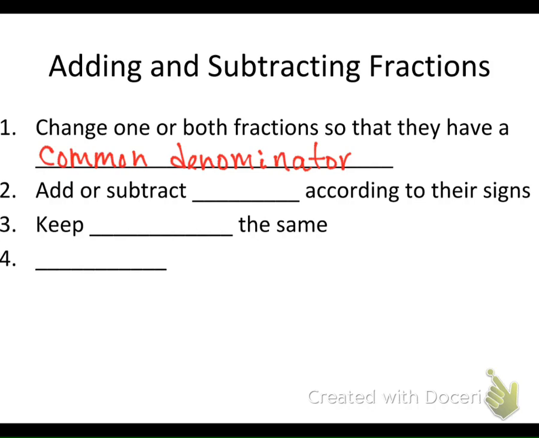So after we get the same denominator, what do we do next? We add or subtract the numerator according to their sign. Now, I know you guys have done this. I know you did this last year with Carlos and Nimmons. I remember seeing worksheets. Once you add or subtract those numerators according to their signs, we keep the what the same? Not the sign.